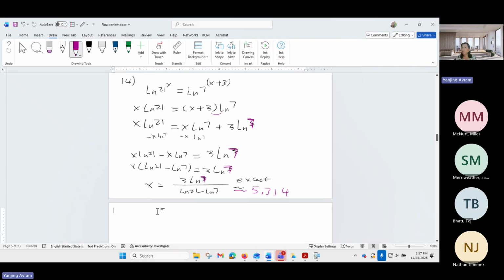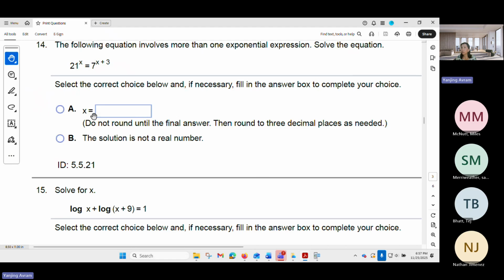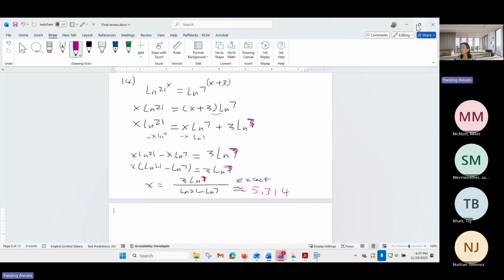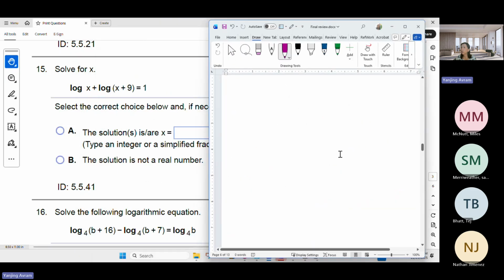All right, so that is how you solve this type of equation with x on both sides. That's probably a little bit more complicated than the other one. All right, so this one is called a logarithmic equation because you already have a log. To solve this one, I can combine this into one log, using the property, right? So this will be log of x times x plus 9 equal to 1.